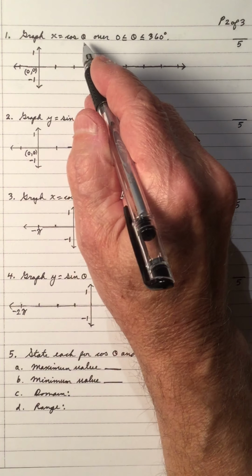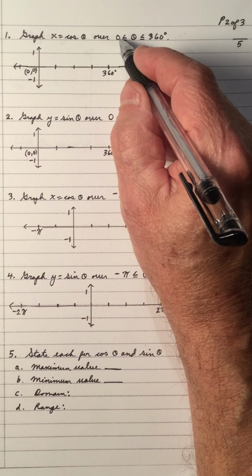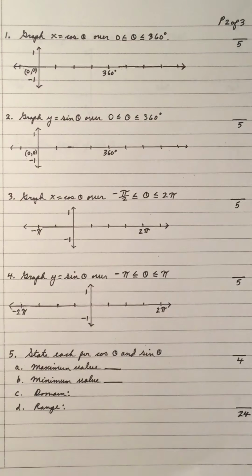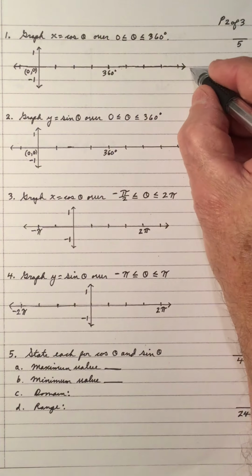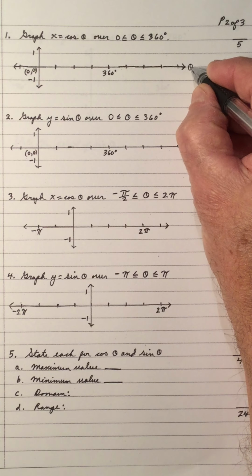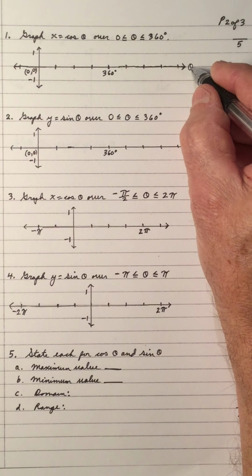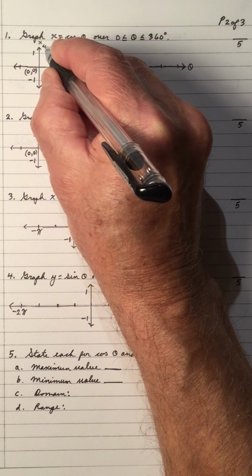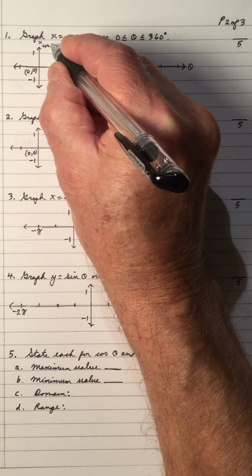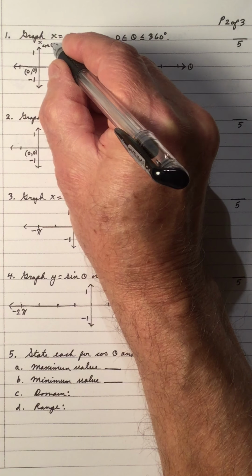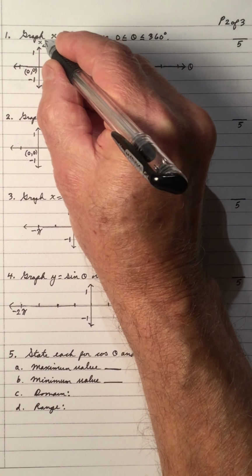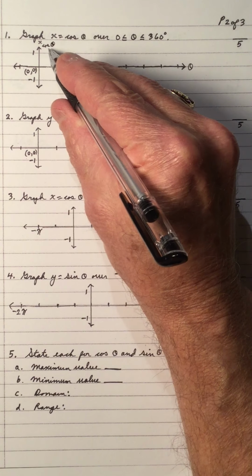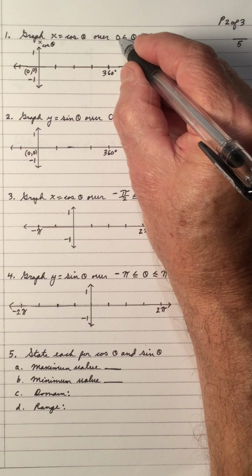Graph x equals cos theta over the interval 0 less than or equal to theta less than or equal to 360. So we're graphing theta, the degrees, on this axis. Now we can put x here, or we can put cos theta here. Most would put y here, but technically it is not the y, even though they do it. This is the value as a result of working out the cos of theta. So we're putting a 0 in.